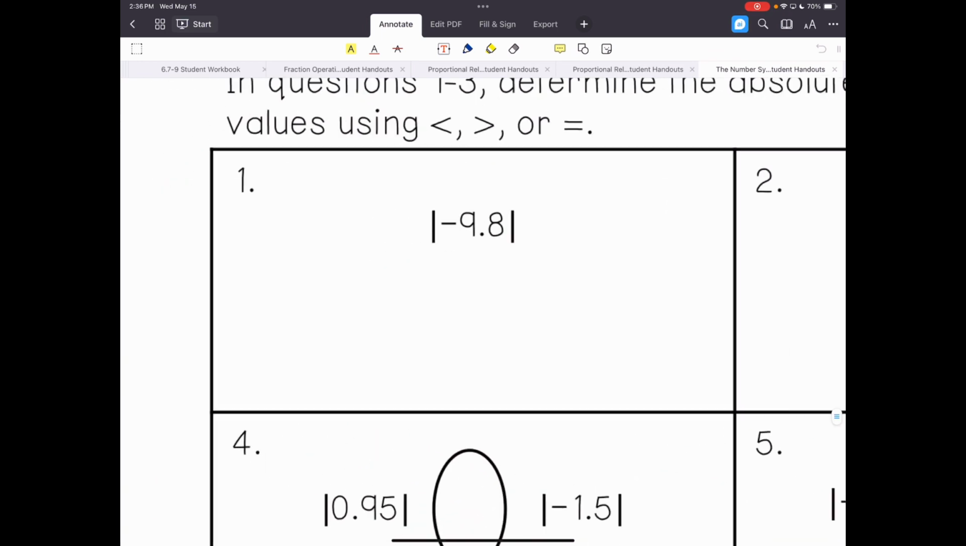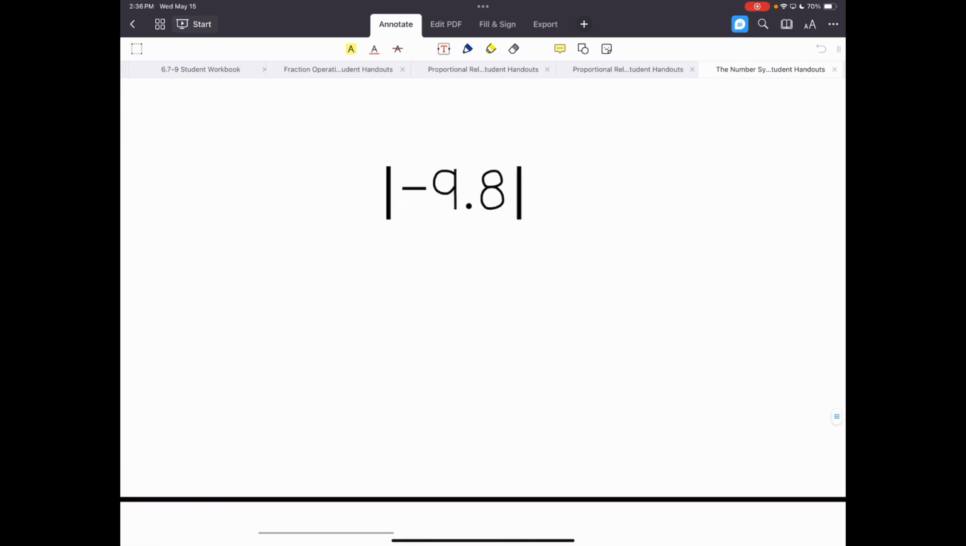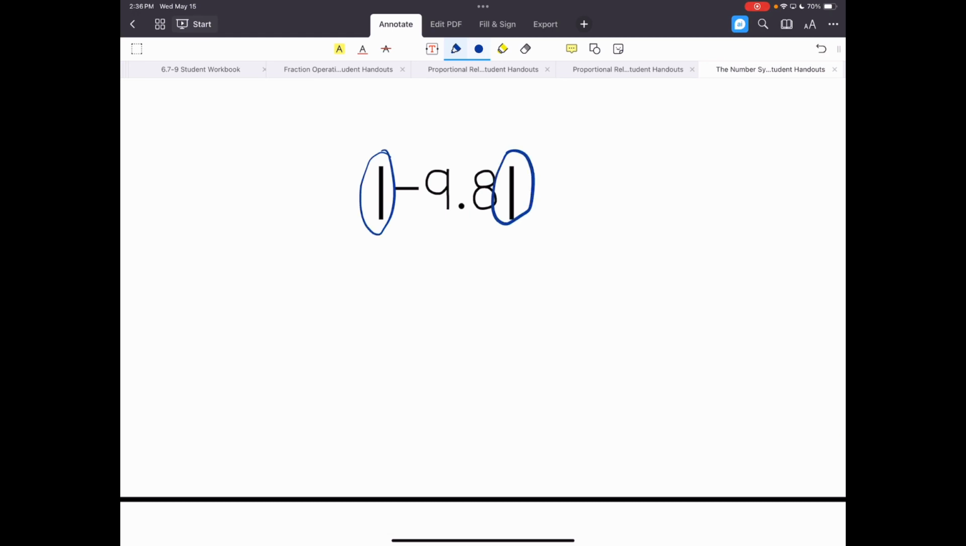So for this first question, remember that these are referring to the absolute value of negative 9.8, which means the distance from 0. Now remember when we talked about the distance from 0, it is not going to be a negative number. It's just going to be how far away is negative 9.8 from 0. It's 9 8/10 units away from 0. So it's a positive answer.